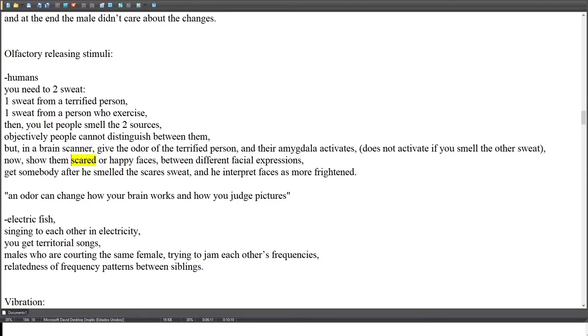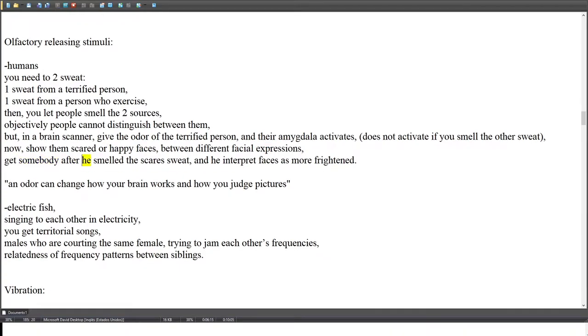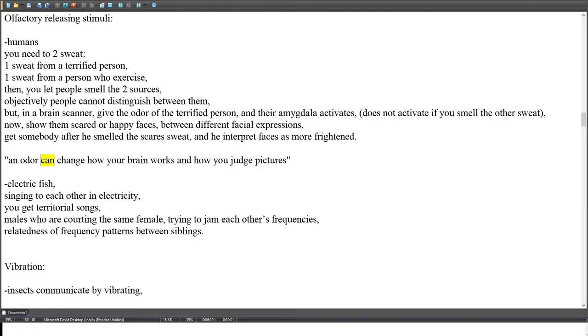Now, show them scared or happy faces, between different facial expressions. Get somebody after he smelled the scared sweat, and he interprets faces as more frightened. An odor can change how your brain works and how you judge pictures.